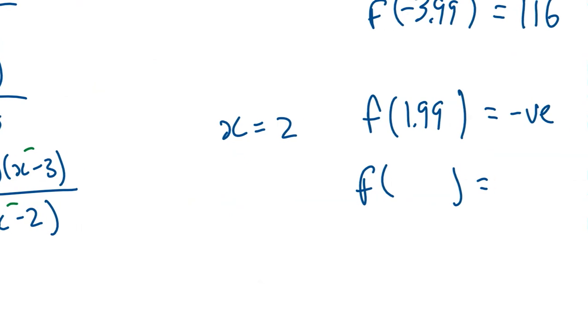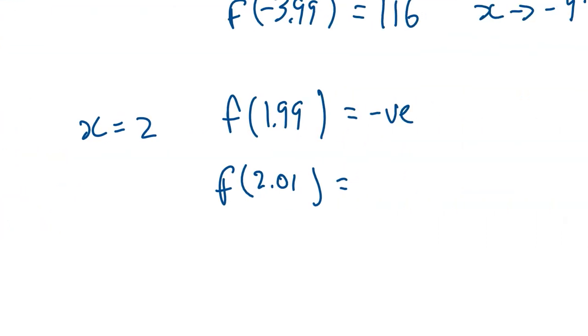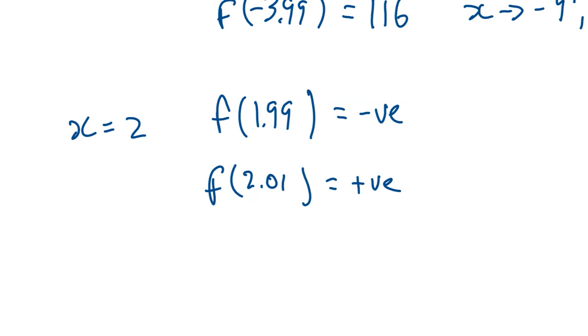Okay, what's a number that's just to the right of 2 but very close to 2? 0.01. Nice, 2.01. 2.01 plus 3 is positive. 2.01 minus 3 is negative. 2.01 plus 4 is still positive. 2.01 minus 2, positive. This one flipped to positive when we crossed over the asymptote. They don't always do that, so you have to do this testing. You can't just assume it switches, but this one did.